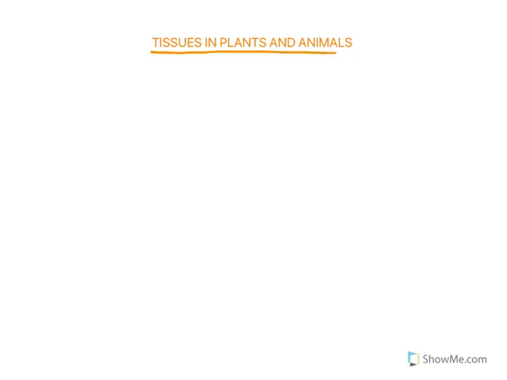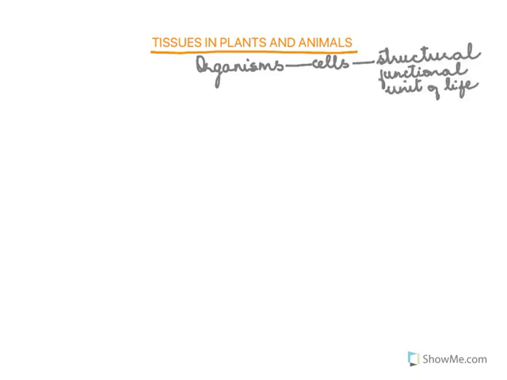Tissues in plants and animals. In the last chapter, we have learned that organisms are made up of cells, and the cells are the structural and functional unit of life. Cells being the structural and functional unit of our life, all functions of the body are performed by the cells.